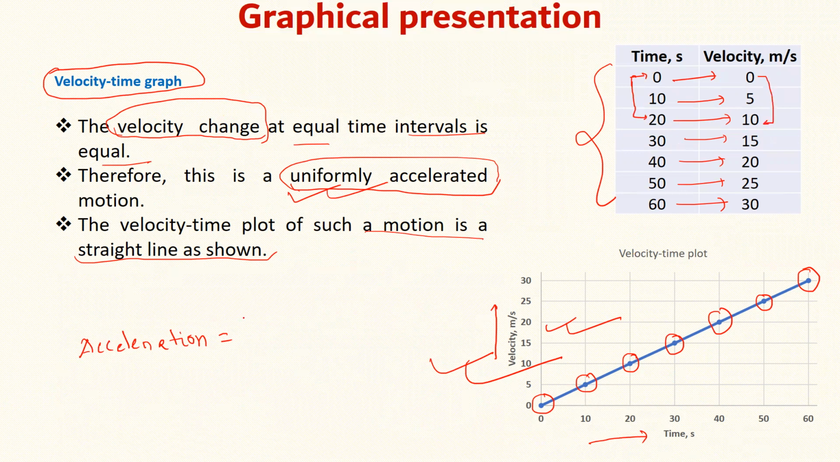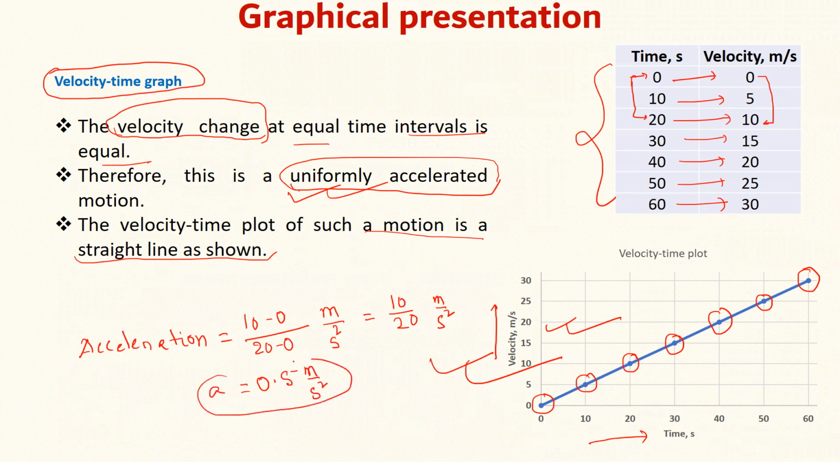What is the change in velocity? Velocity change is 10 minus 0. What is the time change? Time change is 20 minus 0. The acceleration unit is always meter per second square. So 10 by 20 meter per second square, which gives us half, or 0.5 meter per second square, is the acceleration. That can also be calculated graphically like before.